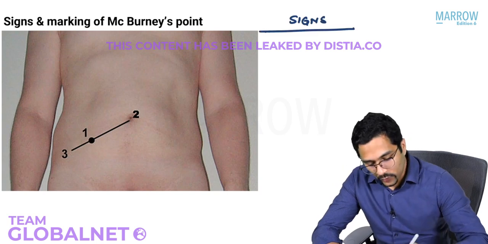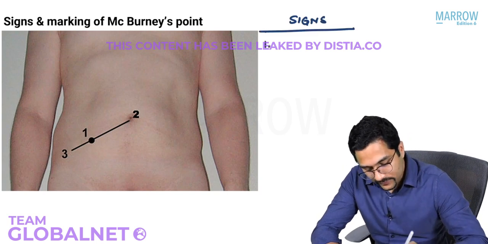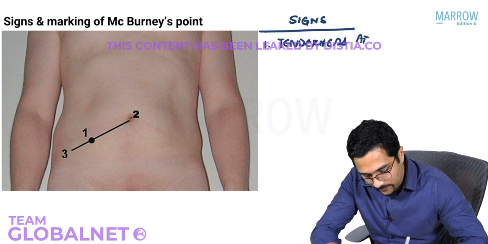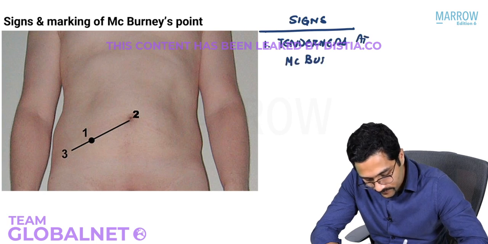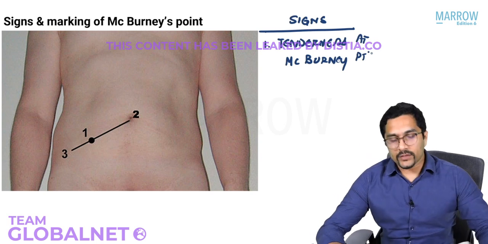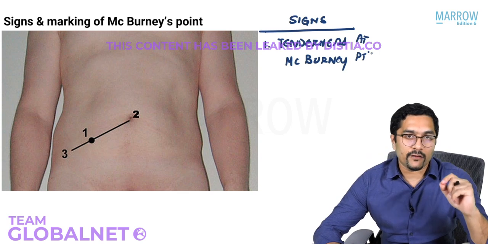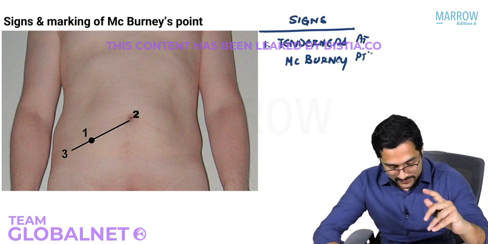And the signs of acute appendicitis are: number 1, there is tenderness at McBurney's point. There are a couple of points which you need to know here. First, you need to know the surface marking of McBurney's point. This has been asked in the exam.